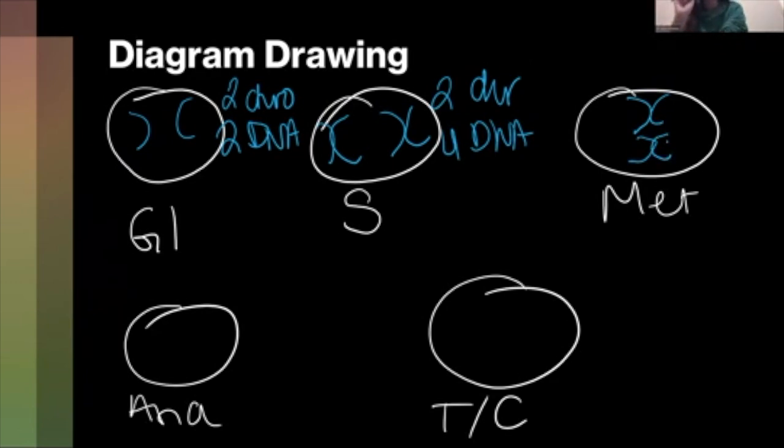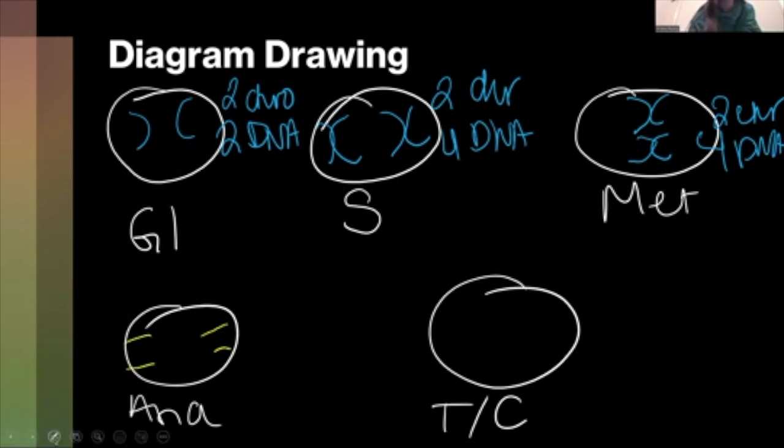Metaphase, we're going to line these guys up in the middle. So here we still have 2 chromosomes because there's 2 centromeres, and 4 DNA molecules because there's 4 sticks. Now let's go to anaphase. I'm going to go ahead and add some little spindle microtubules here. All right. So now we still have 4 sticks. So it's still 4 DNA molecules.